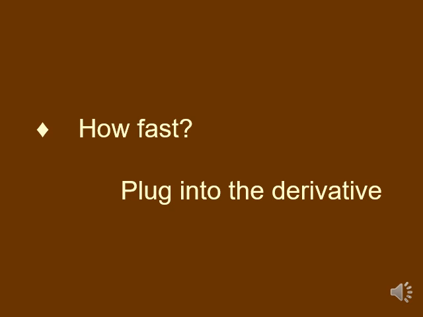Probably the most common question you're asked is how fast something's moving. How fast is asking you for the velocity, and that's why to find it, you just plug into the derivative. If you want to know how fast something is going after 6 seconds, you find the derivative and you'll do s prime of 6.